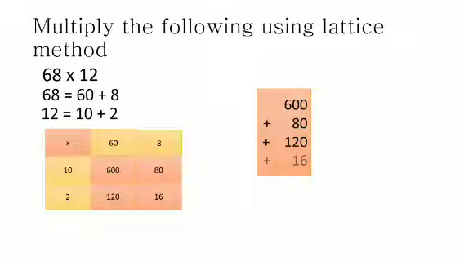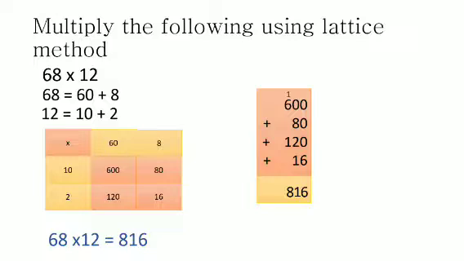600 plus 80 plus 120 plus 16. So 0 plus 0 plus 0 plus 6. We will get 6. Now 0 plus 8 plus 2 plus 1. We will get 11. So 1 we will write down and 1 carry. Now 1 plus 6 plus 1, 8. So we got the product 816. We will write the answer 68 into 12 is equal to 816.